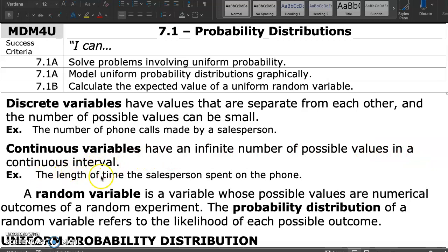So the length of time the salesperson spent on the phone. They could spend between 1 minute and 1 minute 1 second. But even between those two moments in time, there's still a midpoint, a value that exists between those 2 points. And there's an unlimited number of values between, for example, 0 and 1 second. So there are not separate values. It's on a continuous interval.